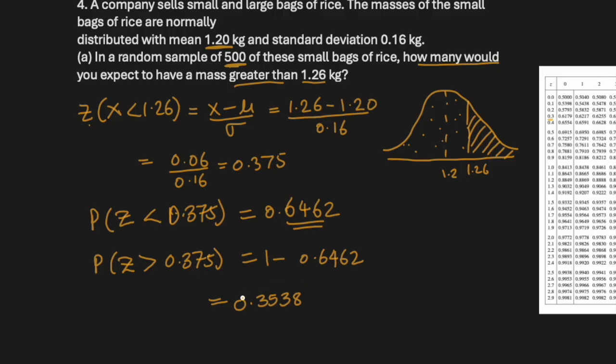So this is the probability of being greater than 1.26. So we'll just multiply by 500. Out of this, the probability is 0.3538, and we'll get those number of bags. It comes out to be 176.9 or 177 bags.